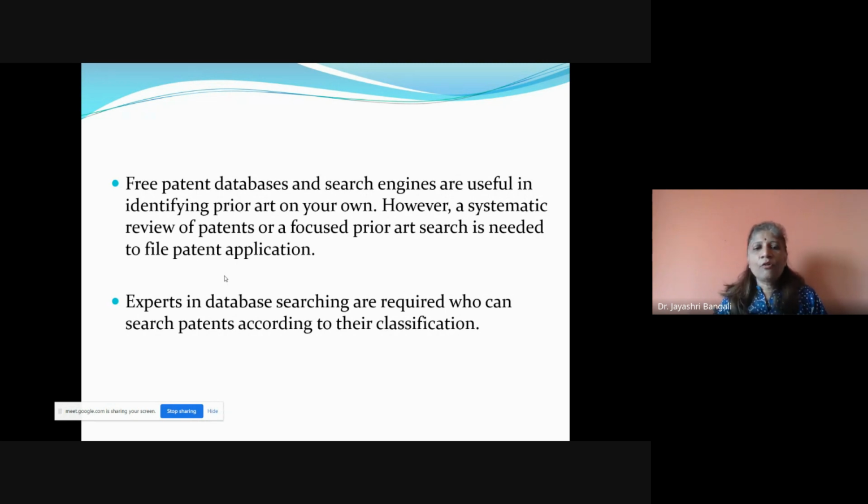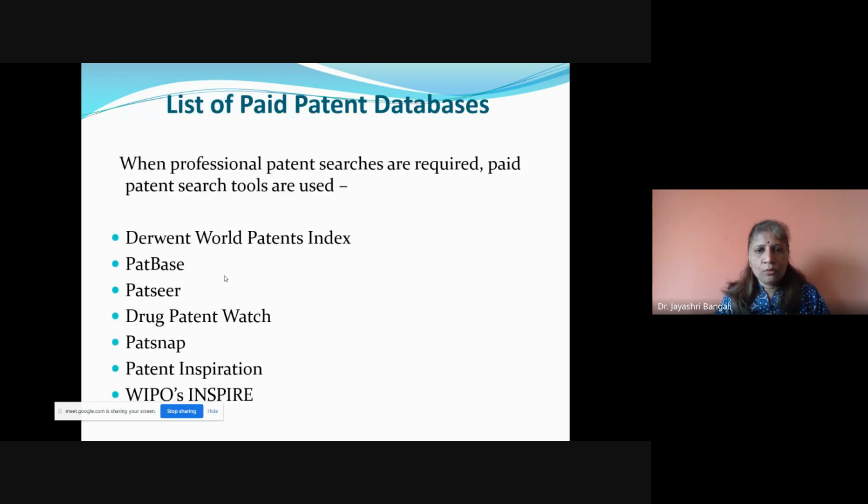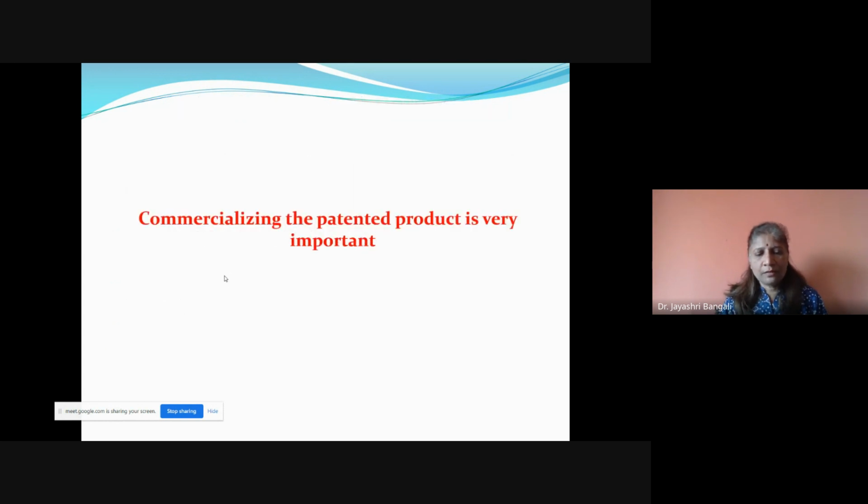However, a systematic review of patents, or a focused prior art search, is needed before filing the patent application. It's a vast database, with lakhs of patents granted, and you have to search this huge database. So it requires expertise, and that's why a person, agency, or company that can search patents according to their classification is required for patent searching. So this is the list of patent databases. These are the paid patent search tools. I have listed a few examples here, and many other examples are also there. When an inventor really wants to file a patent, they have to use these paid sites, or rather, contact a patent agent company and then file the application. That is the better option.